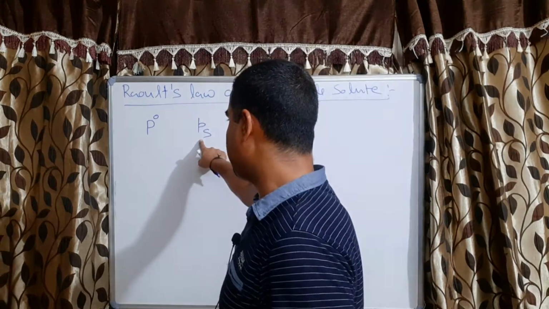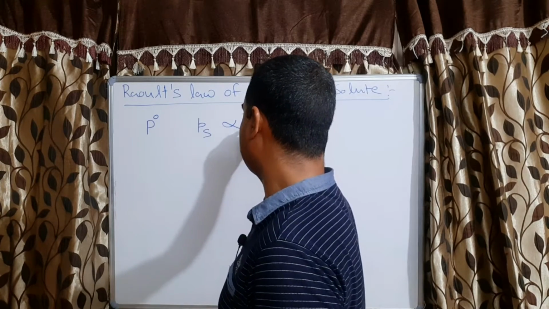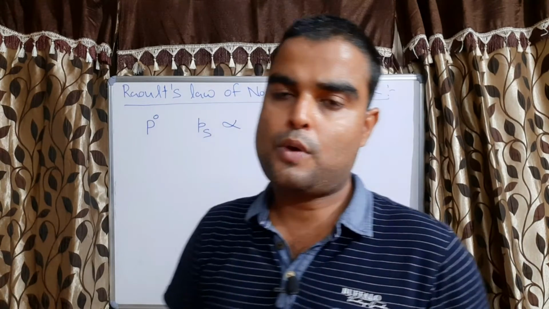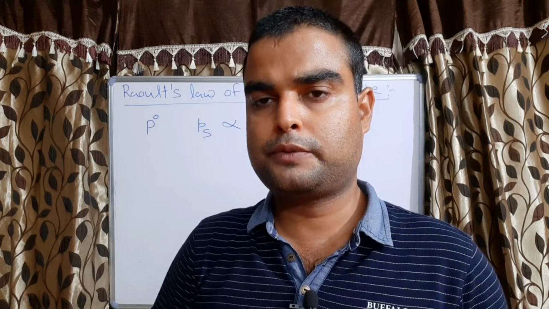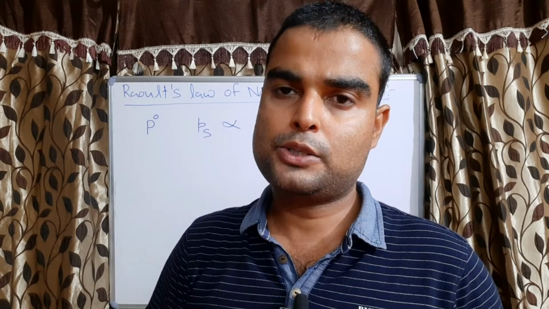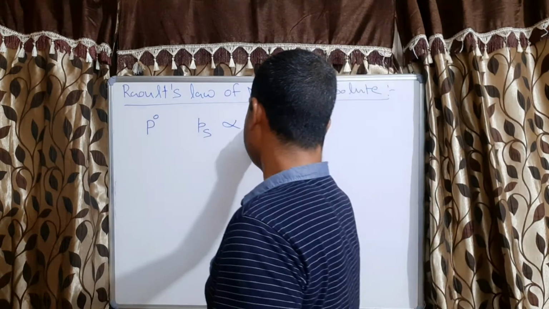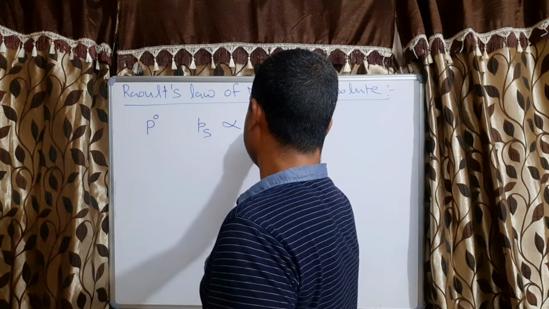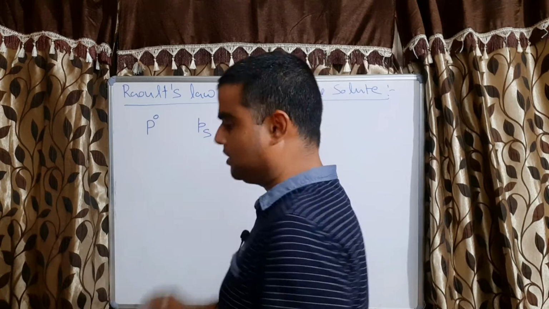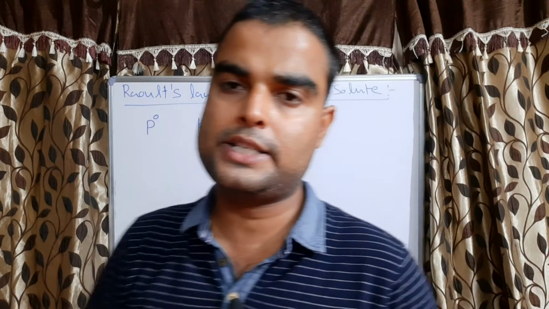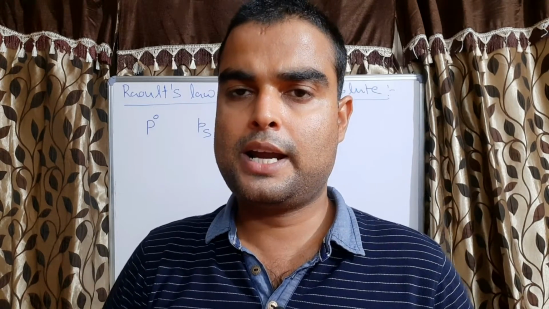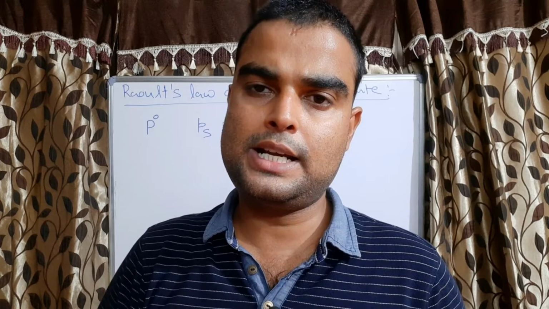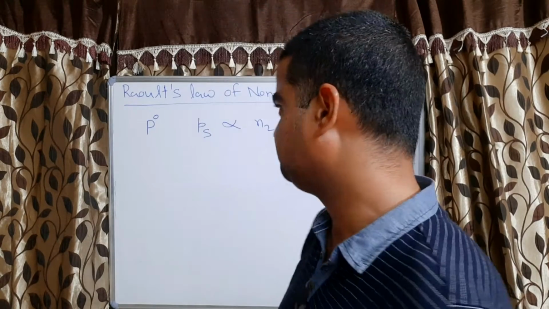And that decrement will be directly proportional to the quantity or the amount of the non-volatile solute. So directly proportional to the number of moles of the solute. So let us take it as N2, because generally the solvent is taken as N1 and the solute is taken as N2. You can take the solute as N1 also, no problem, but that is the general convention.